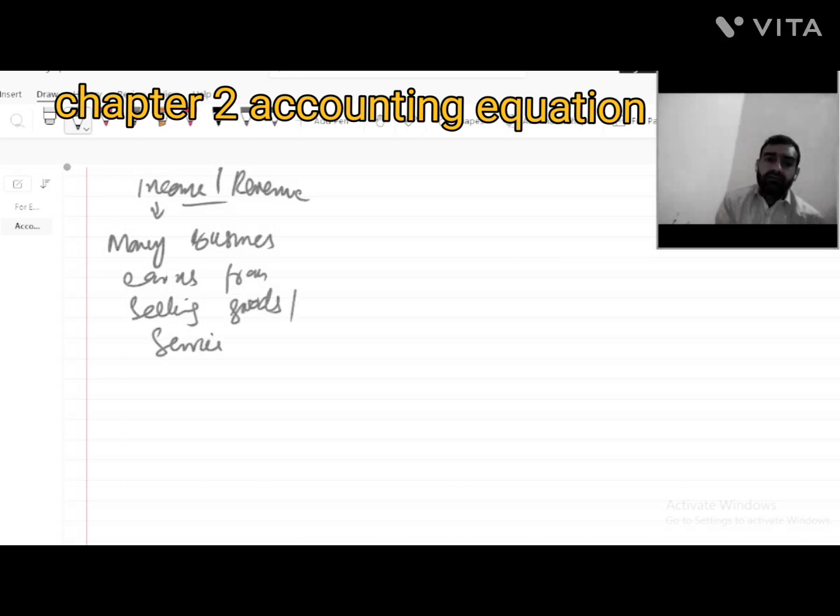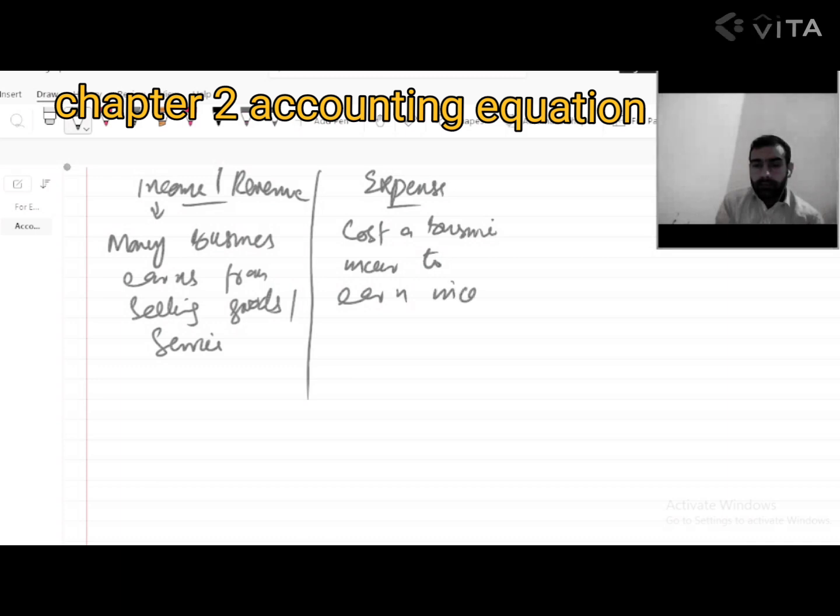The other term is expense, and expense is the cost a business incurs to earn income, for the operation of the business. And when you do some operation, then definitely you earn income. Clear? Now let's give an example, and then we will move to the material.